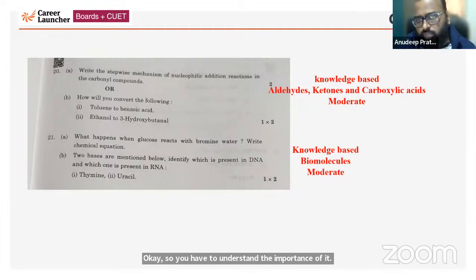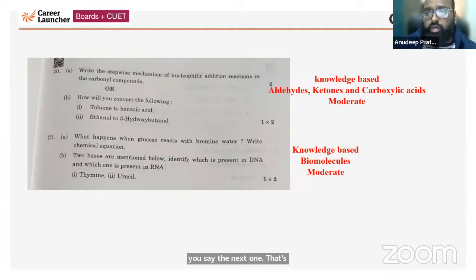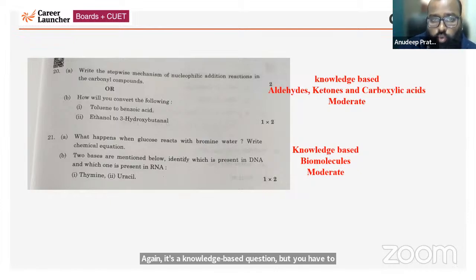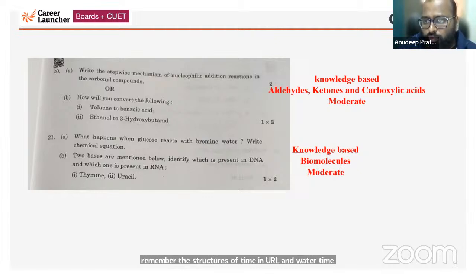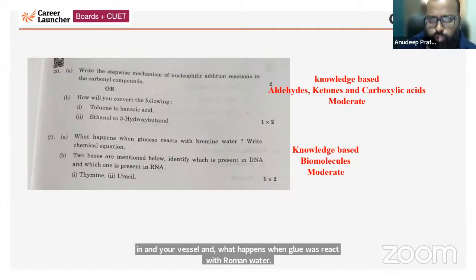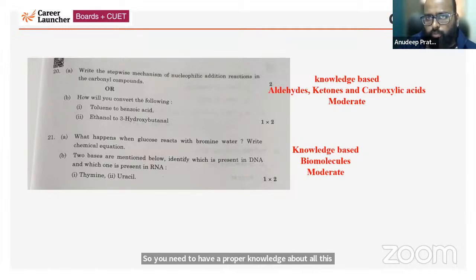If you see the next one, that's a biomolecules question. Again, it's a knowledge-based question, but you have to remember the structures of thymine and uracil, and what happens when glucose reacts with bromine water. So you need to have proper knowledge about all these reactions. So I'll say this is a moderate question because not everybody is able to do this, right? So I'll say this is a moderate question. But again, this is an organic question.